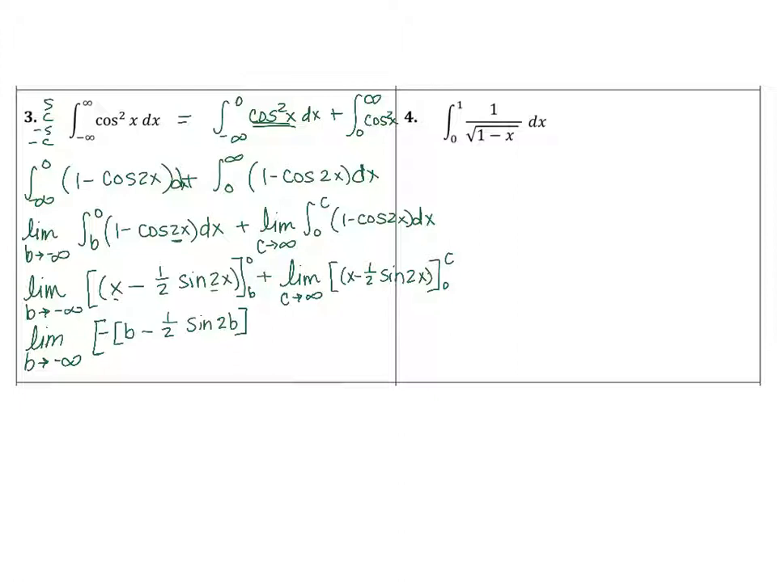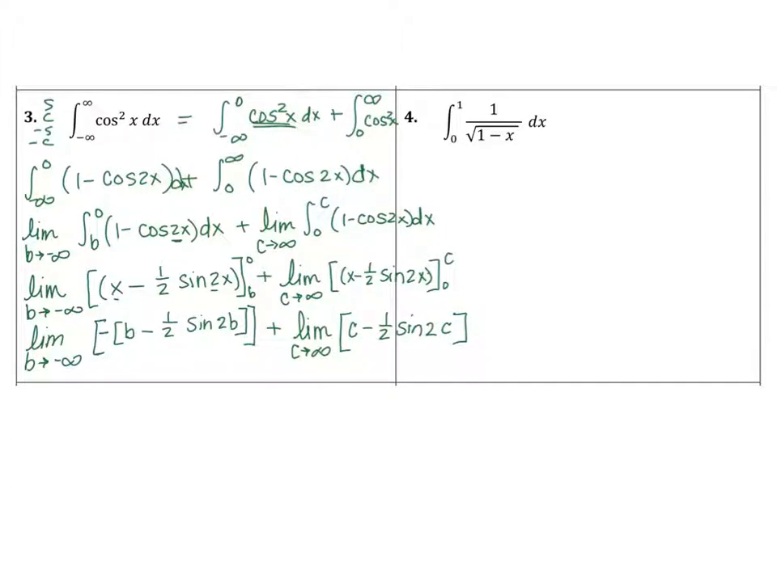And then we're going to get plus, and then over on the other side, I suspect we're going to see about the same thing. C approaches infinity. And if I plug in c, same idea here. I'm going to have c minus 1/2 sine 2c. And then if I plug in 0, that is going to go out to 0.